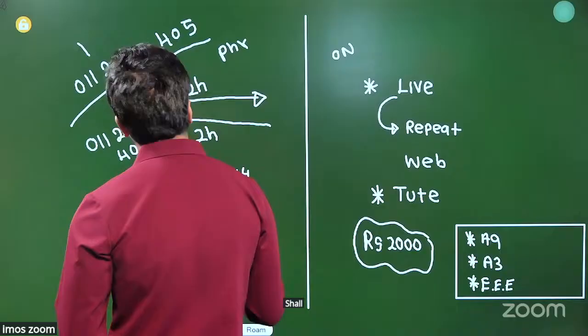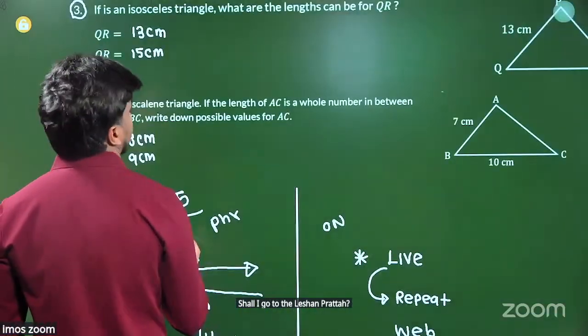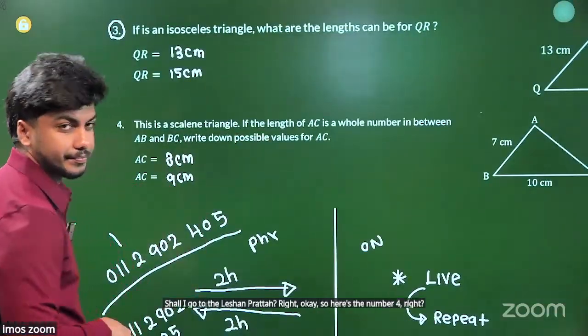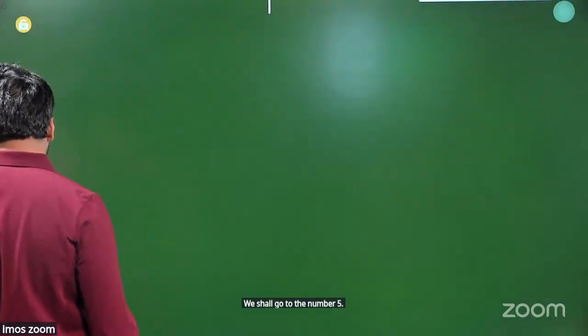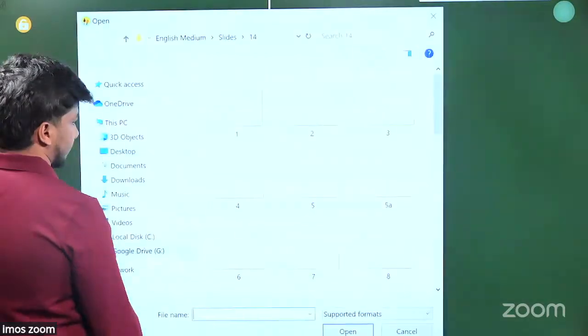Shall I go to the lesson? Right, okay. So here was number 4, right? We shall go to number 5.